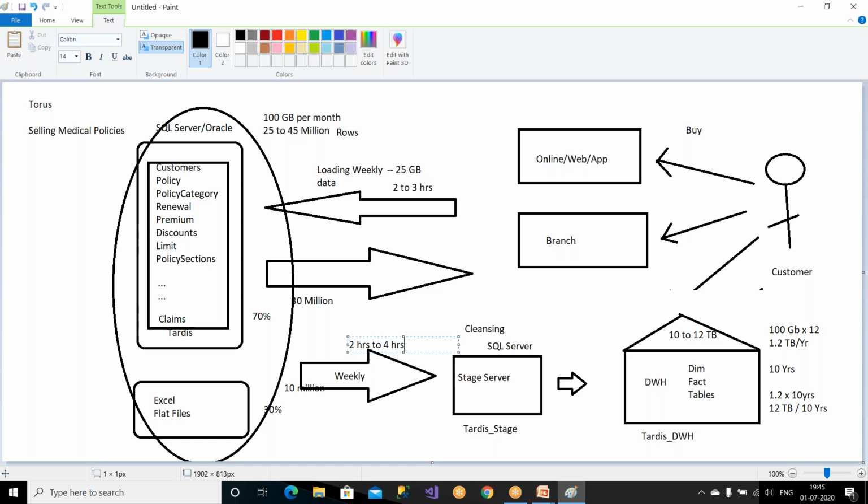When are the jobs going to be running? You can tell them midnight. So every weekend, Sunday midnight, around 1 o'clock, the jobs are scheduled. Automatically, the complete data is loaded to the staging. And in the staging, we're going to be cleansing the data, cleaning the data. Then after cleaning it, we're dumping the proper data into the data warehouse. The data warehouse will have dimension tables and fact tables.